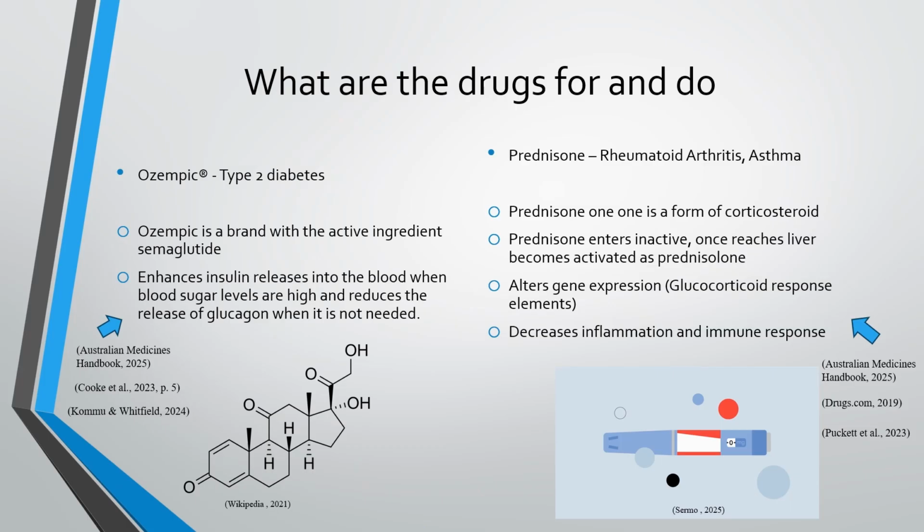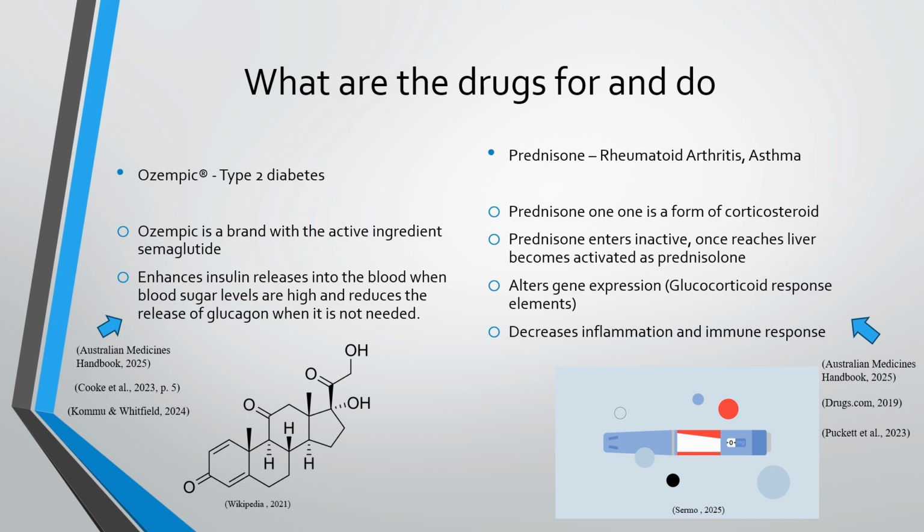Type 2 diabetes is a condition in which the body cannot produce enough of its own insulin or cannot use the insulin it produces effectively. Ozempic assists in treating patients with type 2 diabetes. Ozempic is the brand name containing the active ingredient semaglutide, which increases glucose-dependent insulin secretion and reduces the release of glucagon when it is not needed.